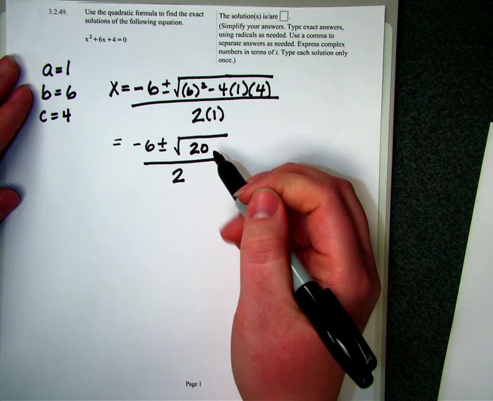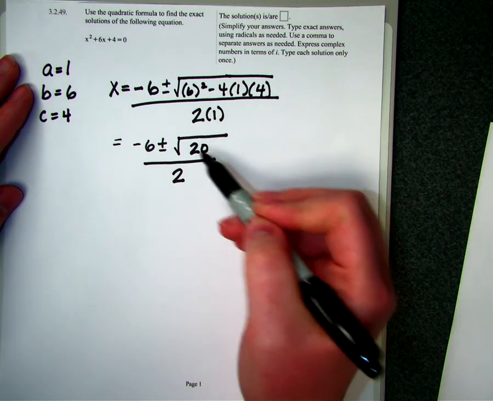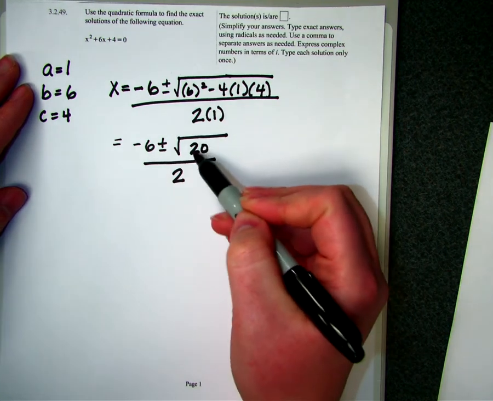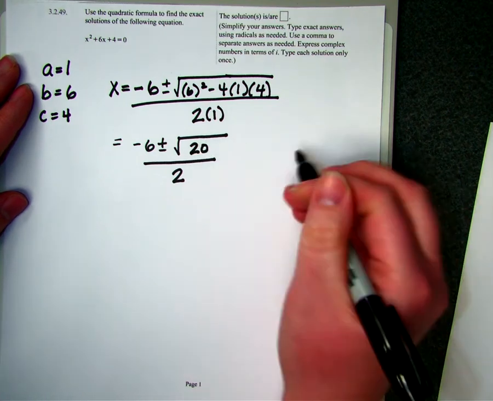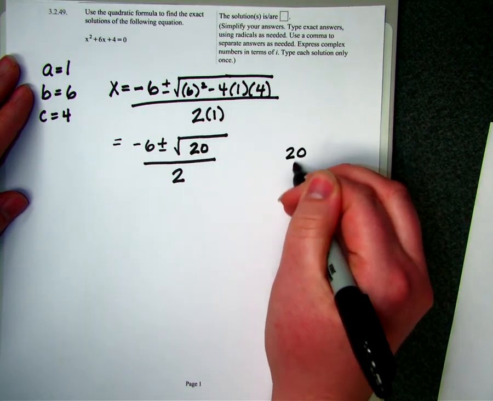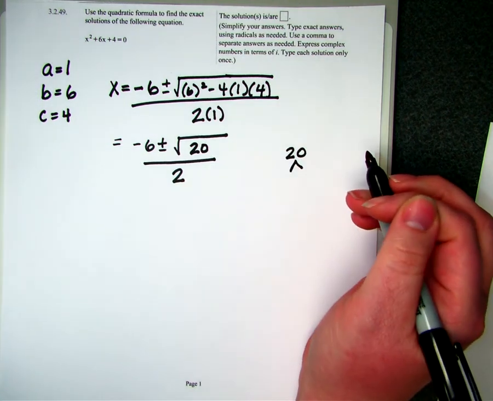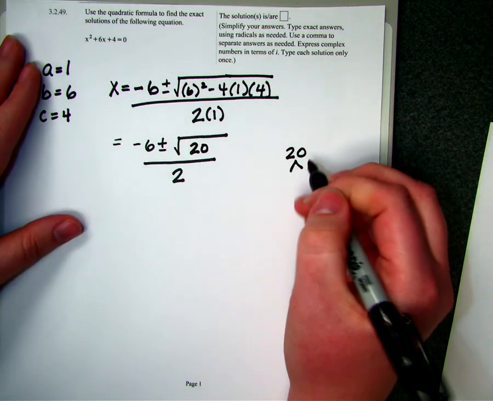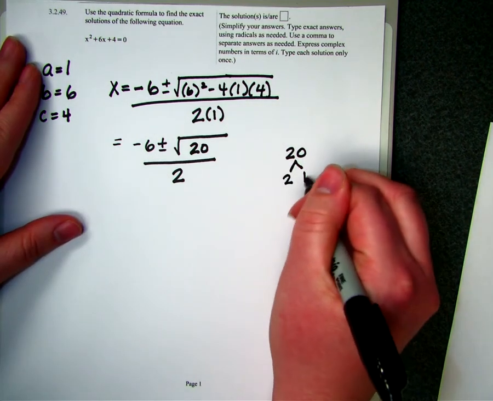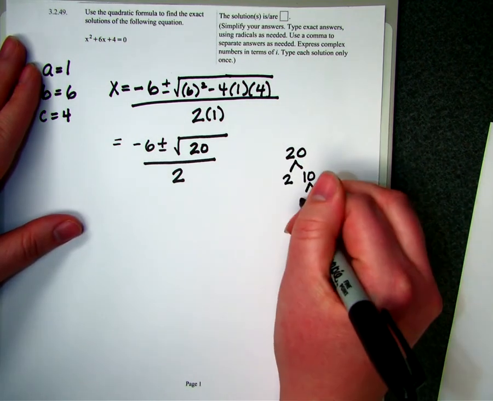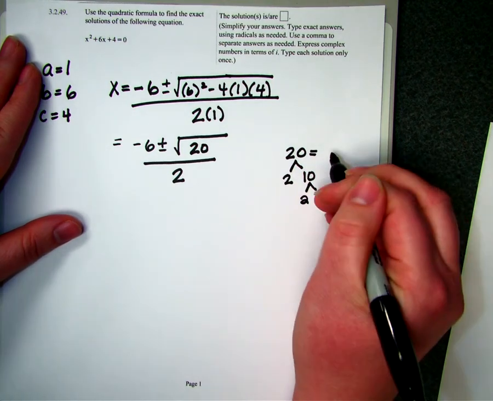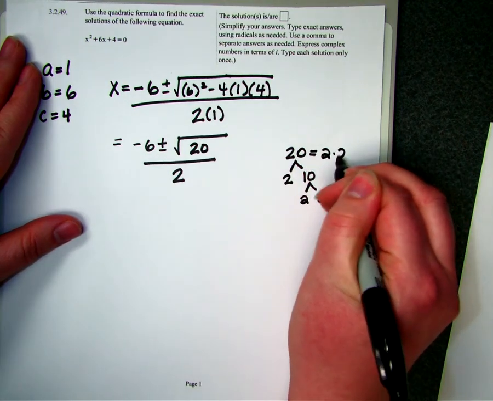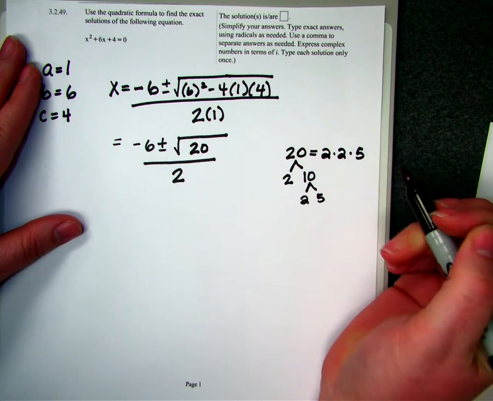So from here, to have a simplified radical, we need to make sure there are no perfect square factors within this number. So one of the easiest ways to do that is by creating a factor tree. 20 can be factored into 2 and 10, and 10 can be factored into 2 and 5. So the prime factorization of 20 looks like 2 times 2 times 5.